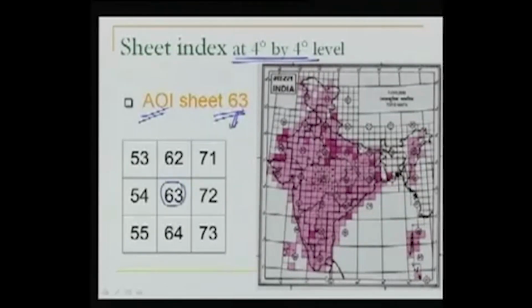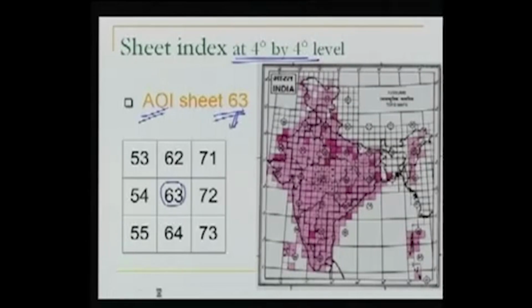this map. Well, 63 is here. I can see the corresponding numbers 62, 64, 71, 72, 73, 53, 54, 55. And this is what I write here: 53, 54, 55, 62, 63, 64, and so on. So at this level, 4 degree by 4 degree, this is the sheet index, which gives me information on what the adjoining or adjacent sheets are.